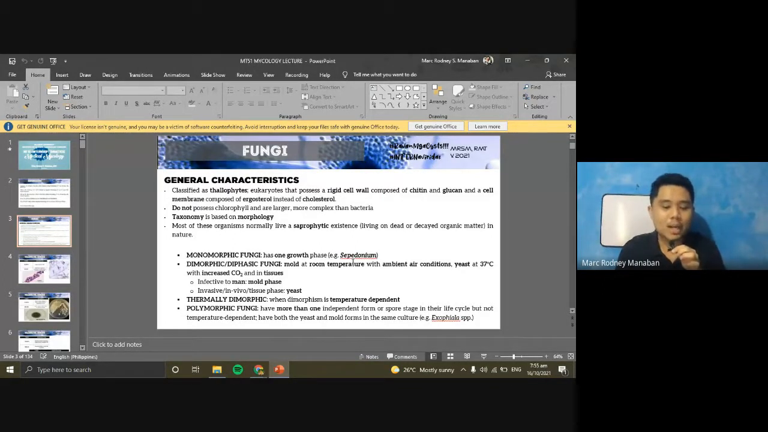All right, so that's for the general characteristics. Again, very important thing to note: the composition of the cell wall, chitin. All right, and your cell membrane, ergosterol. Okay, ayan, sige, don't forget that.